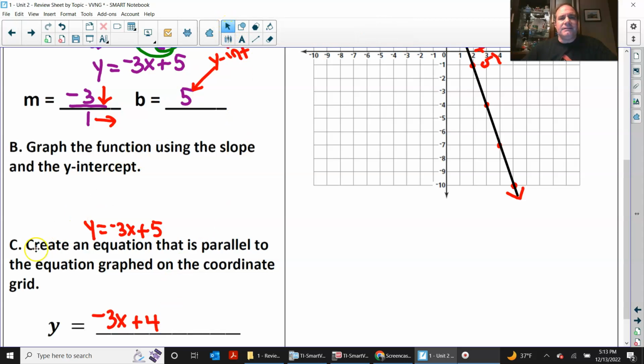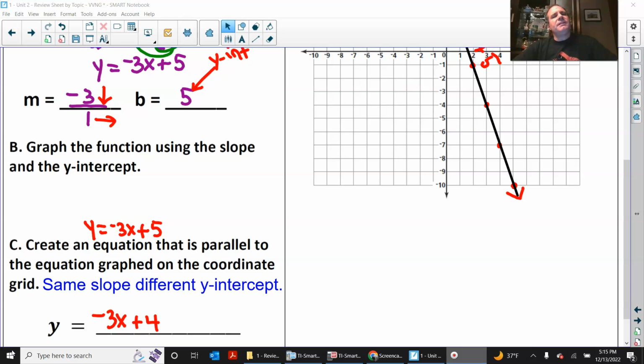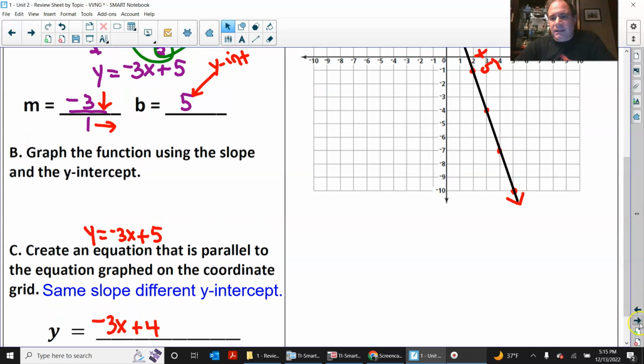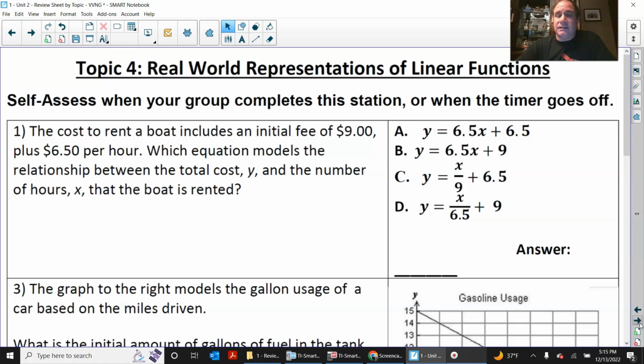Same slope, different y-intercept would mean that they are parallel lines. So that's it. I put it there in blue. Same slope, different y-intercept will mean that the lines are parallel, and that's it.